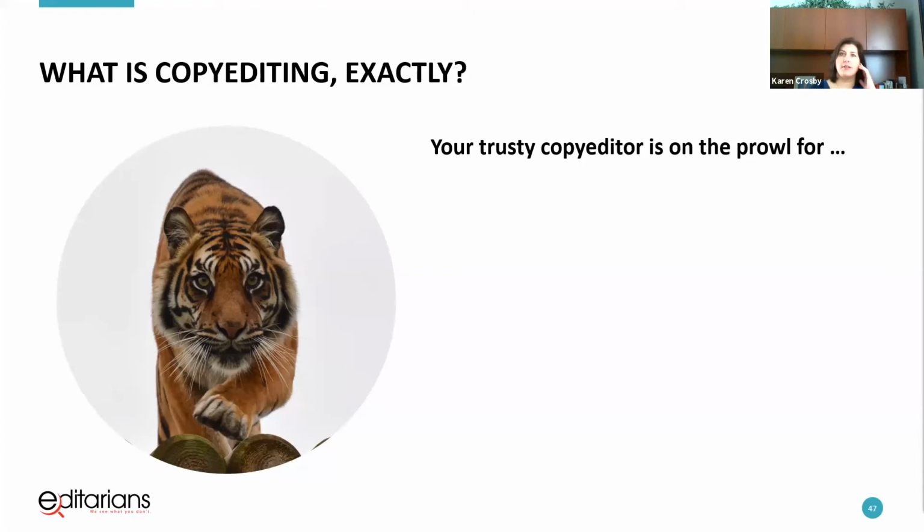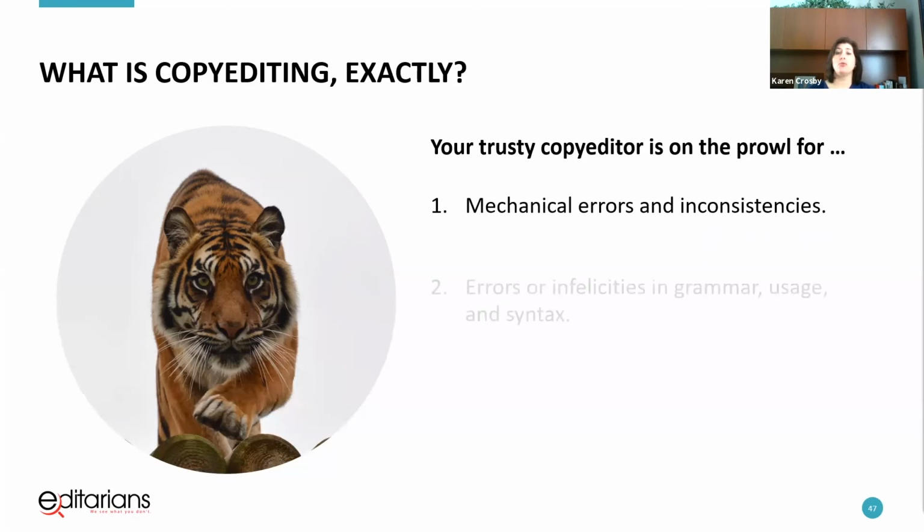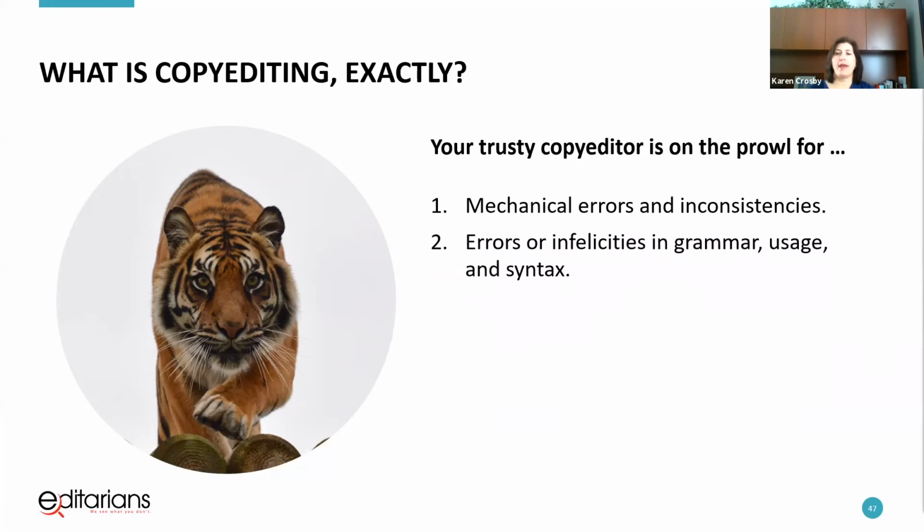These are not the order in which we'd work on a paper. These are just the types of issues we'd look for. So number 1, we're going to point out mechanical errors and inconsistencies. These are errors in spelling, capitalization, punctuation, abbreviations, italics, numbers. 2, we're going to alert you to errors in grammar, usage, and syntax.